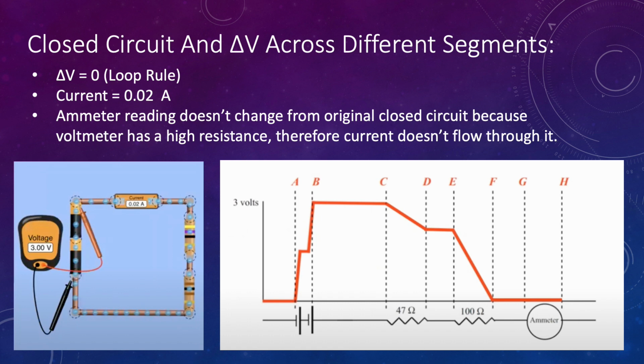Now we have the closed circuit current and delta V across different segments. Delta V is equal to 0, which follows the loop rule. Current is equal to 0.0 amps. Ammeter reading doesn't change from the prior closed circuit because the voltmeter has a high resistance, therefore current doesn't flow through it. The delta V change is shown in the bottom right graph.